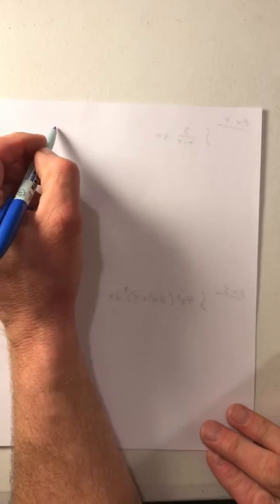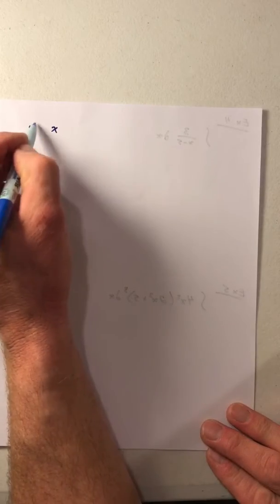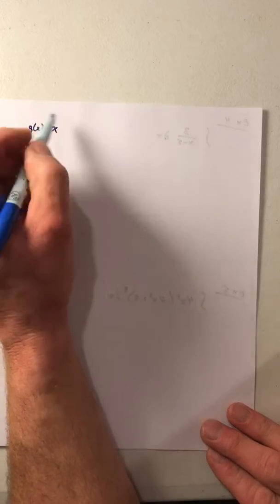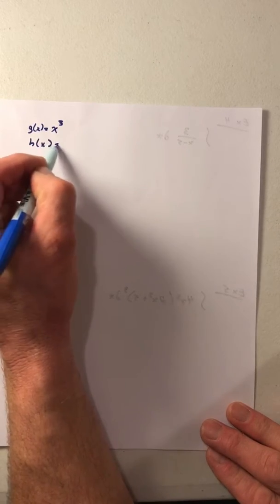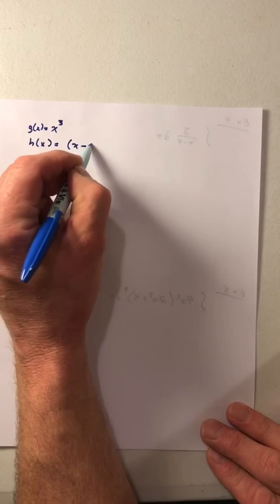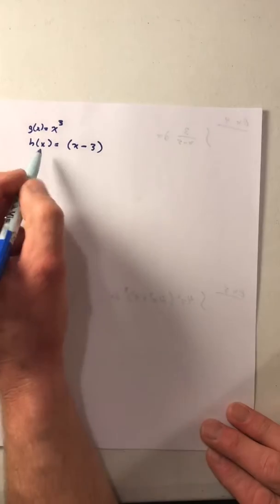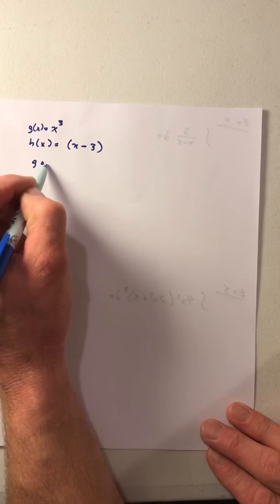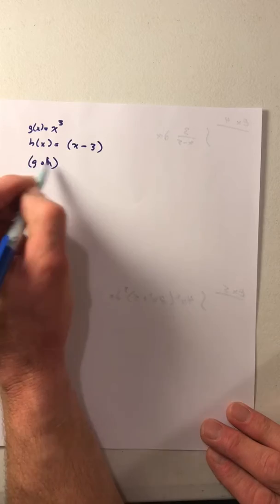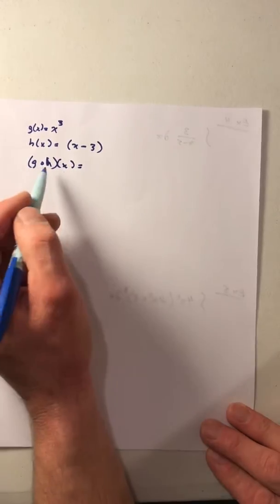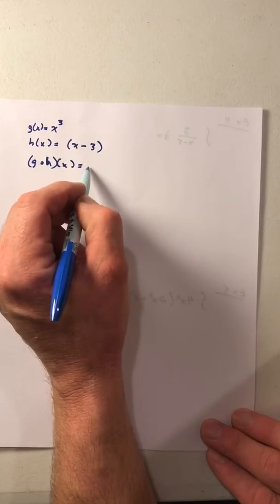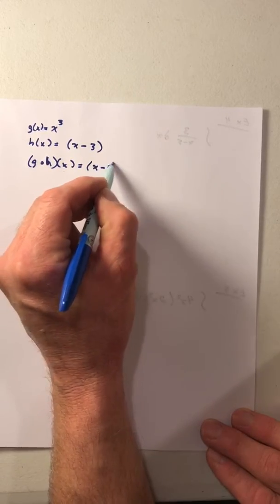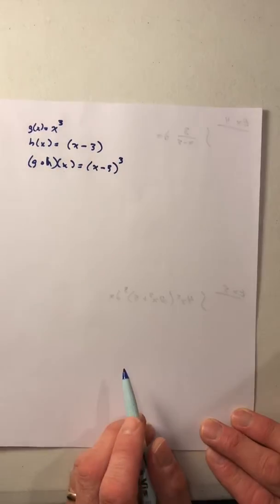So let me go ahead and turn this paper over. If we give you g of x equals, say, x to the third, and h of x equals the quantity of x minus 3. If I ask you to find g of h of x, that tells us to take h of x and plug it in for our x's in g. So we'll have x minus 3 to the third.